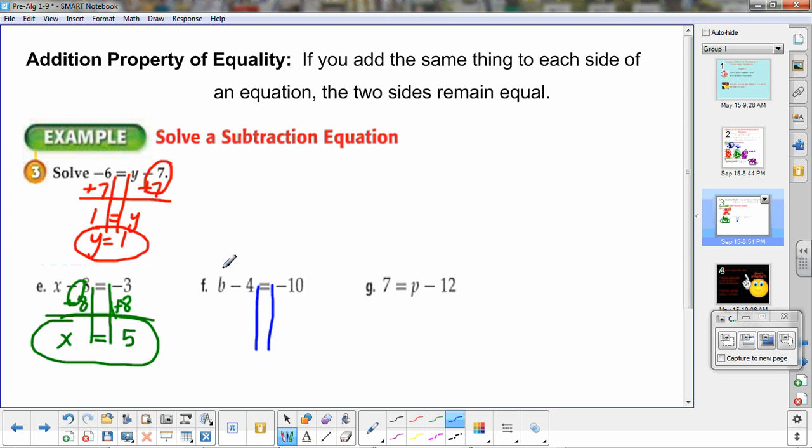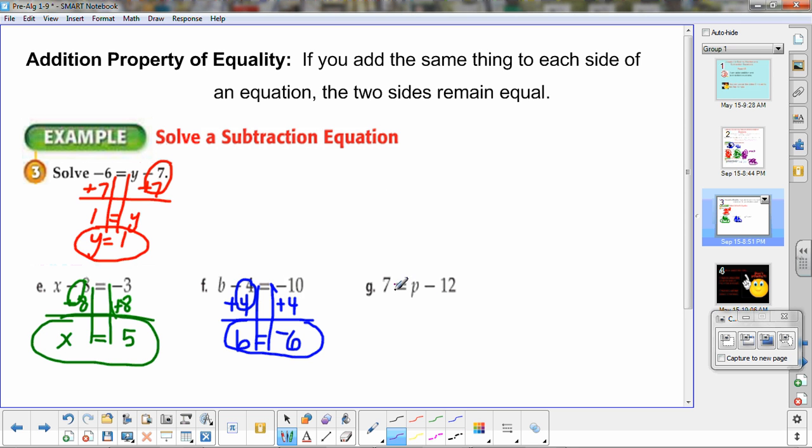Draw your train tracks. In the equation b minus 4 equals negative 10, we're going to start off by adding 4 to each side to get rid of this minus 4. b minus 4 plus 4, or a negative 4 plus 4, ends up being 0, so we have just b on the left. And on the right side, negative 10 plus 4, they're different signs, so you're going to subtract the two numbers and keep the sign of the one with the greatest absolute value. Now to check your work, you're going to plug that back in. Negative 6, take away 4 more, is negative 10.